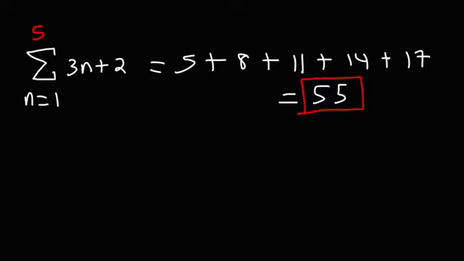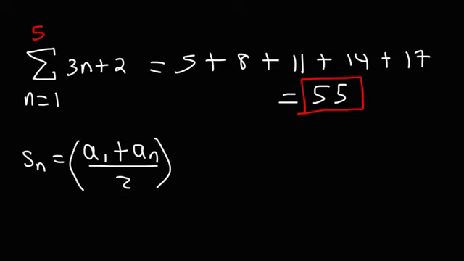Now, because this is an arithmetic sequence, we can also use another formula to calculate the sum. The partial sum of an arithmetic sequence is S sub n equals the first term plus the last term divided by 2, times n. So basically it's the average of the first and last terms times the number of terms. So we want to find the sum of the first 5 terms. This is the first term, a sub 1. This is the second term. And this is the last term, a sub 5.